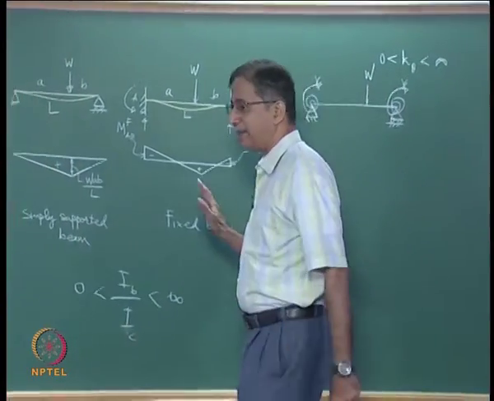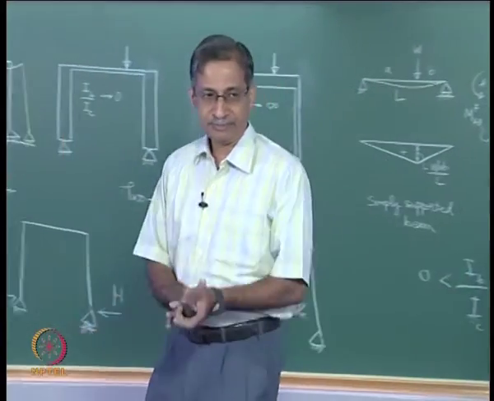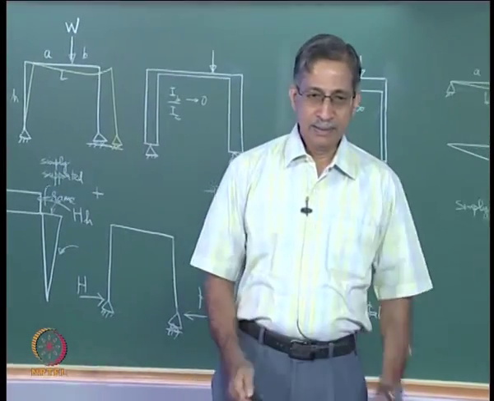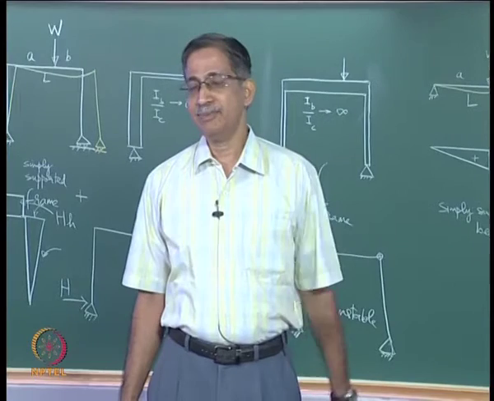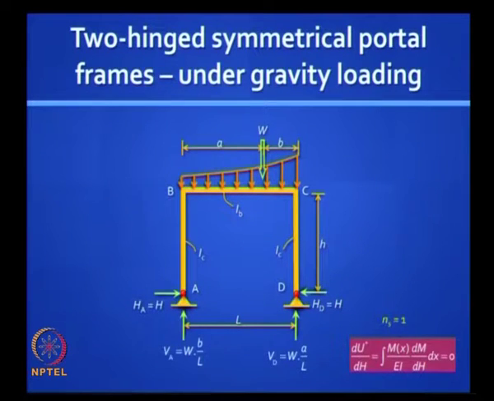So broadly you must have these feelings. Now let us look at the solution to this problem. The energy method is particularly useful in solving such problems, okay. You know the energy method says, the theorem of least work says, if you treat H as a redundant, dU star by dH, which is the integral of m dm/dH dx by EI, which you see here, is equal to 0, right.